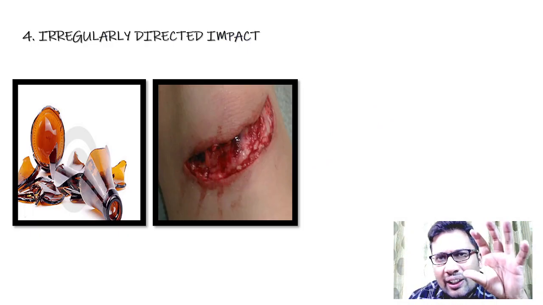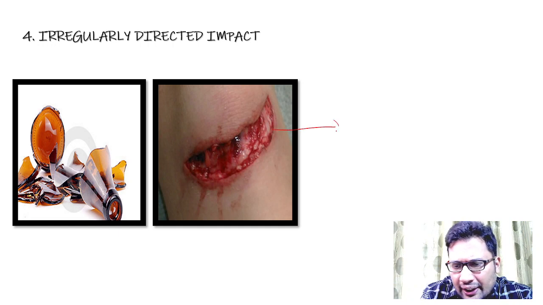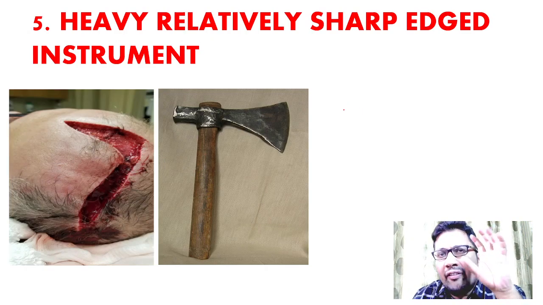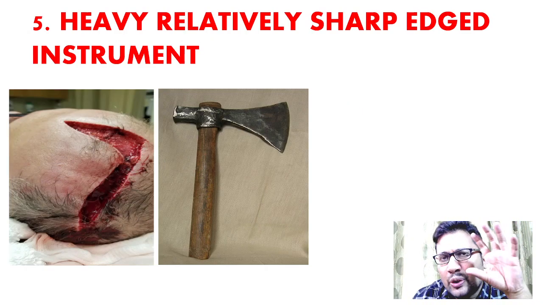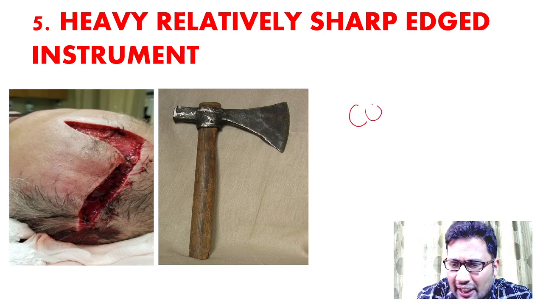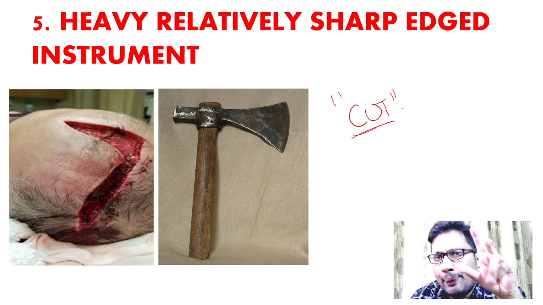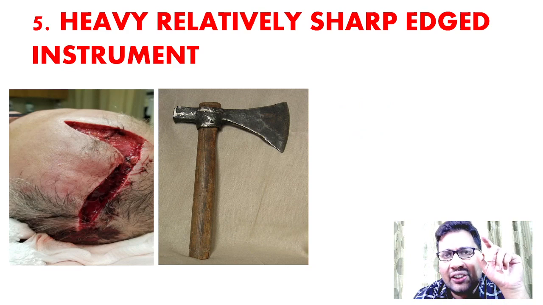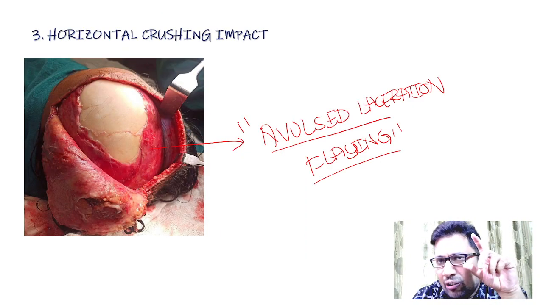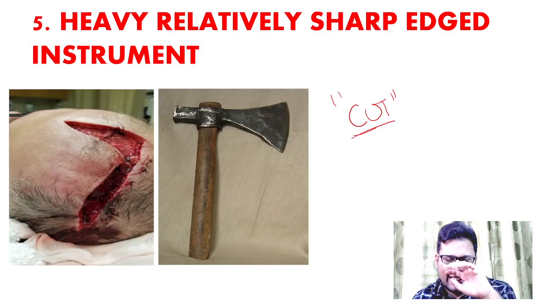And the fourth type, irregularly directed impact, should be a case of tear laceration. And the last one, a heavy, relatively sharp-edged instrument like an axe, causes cut laceration. So there are 5 types of laceration: split laceration, stretch laceration, third one avulsed laceration, fourth one tear laceration, lastly the cut laceration.